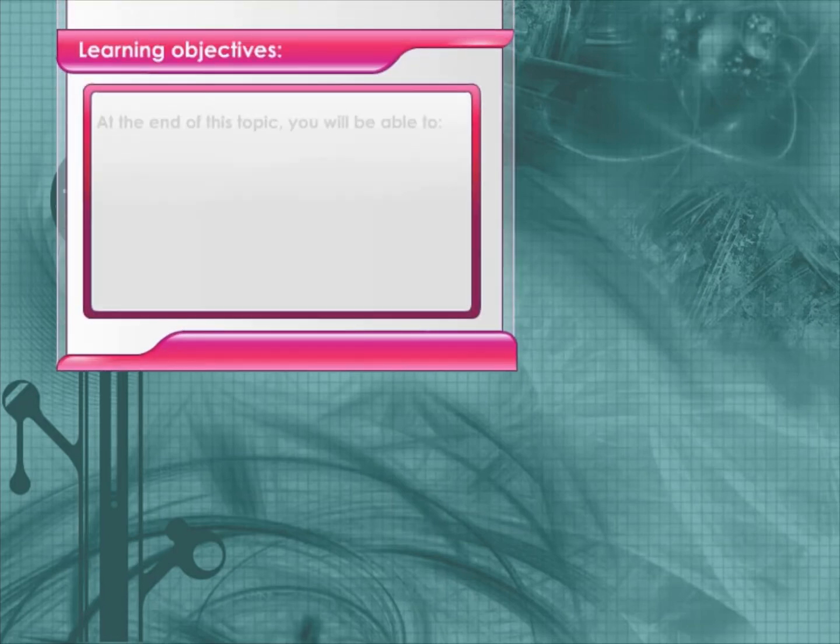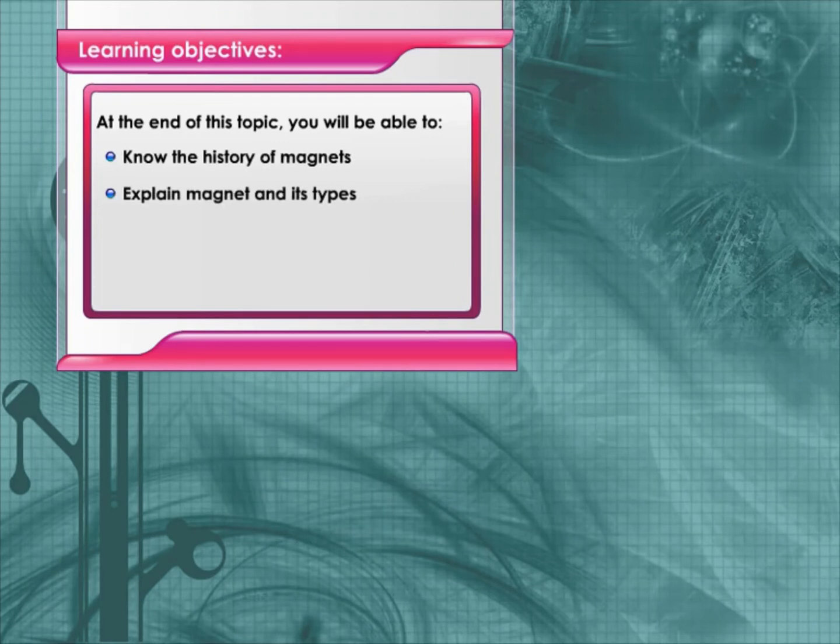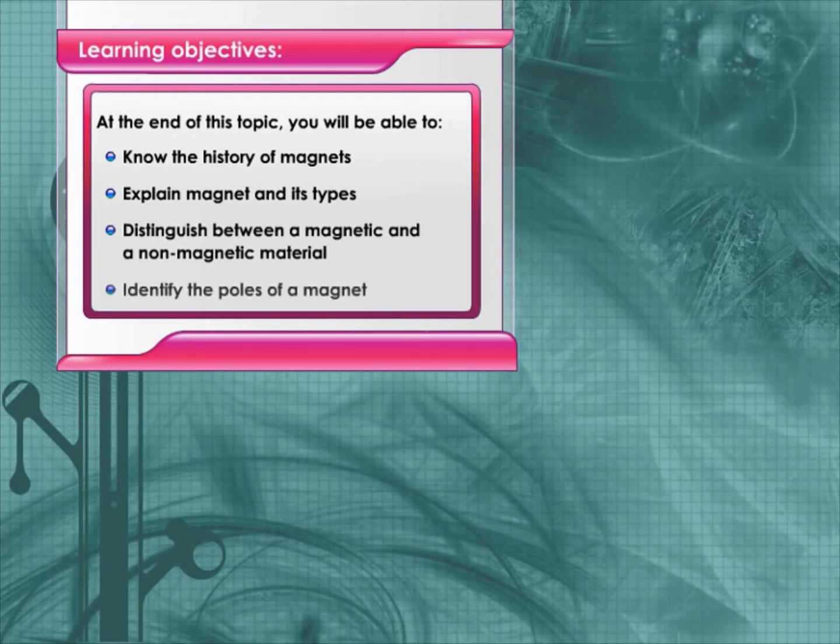Learning objectives. At the end of this topic, you will be able to know the history of magnets, explain magnet and its types, distinguish between a magnetic and a non-magnetic material, identify the poles of a magnet.